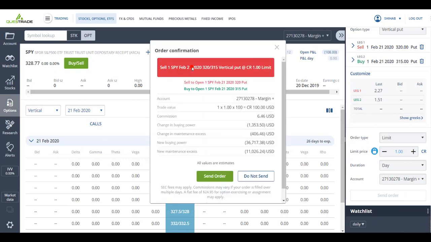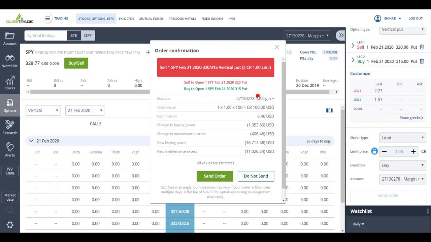And as you can see, it says sell one SPY, February 21st, 2020, 315 vertical put at a credit of $1. Sell to open, buy to open. So as you can see, it's to open. You're opening this trade, but you're actually selling to open and then buying to open. And to close the trade, you're going to end up selling to close, buying to close.